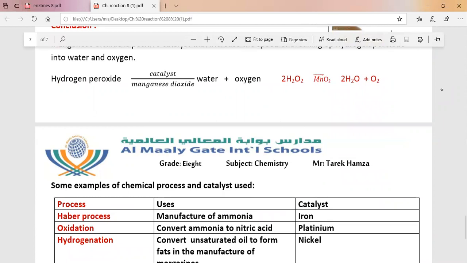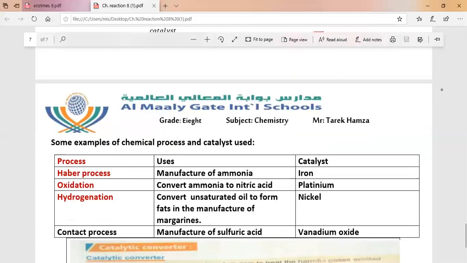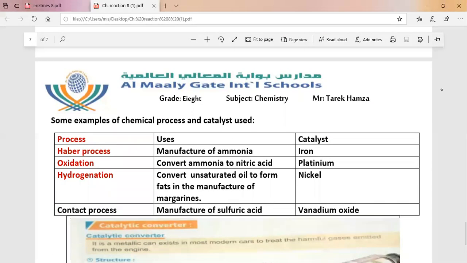We are going to take some examples of chemical processes and the catalysts used. Listen to me carefully at this point. This is a new point in catalysts. There are some examples of chemical processes and the catalysts used. The process: the Haber process. This process is used in the manufacture of ammonia.